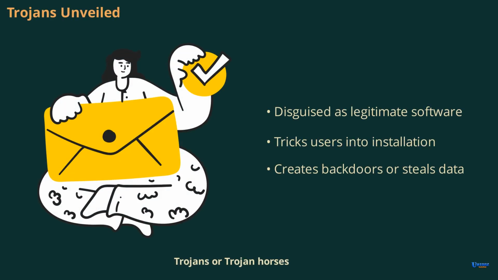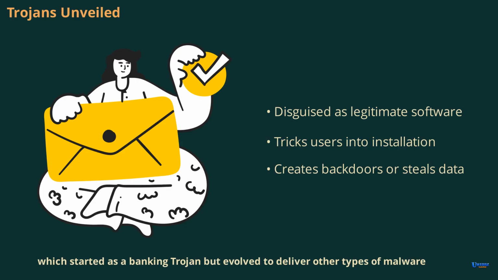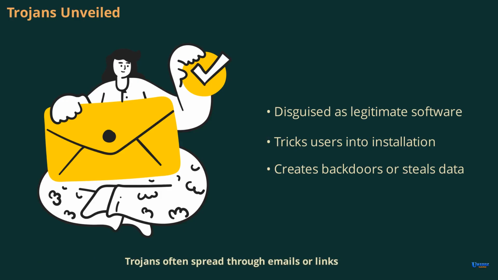Trojans, or Trojan horses, are malicious programs disguised as legitimate software. Users are tricked into installing them, and once inside, Trojans can create backdoors, steal data, or install other malware. Unlike viruses and worms, Trojans do not self-replicate. A real-world example is Emotet, which started as a banking Trojan but evolved to deliver other types of malware. Trojans often spread through emails or links that appear to be invoices or shipping notifications, making them especially deceptive.